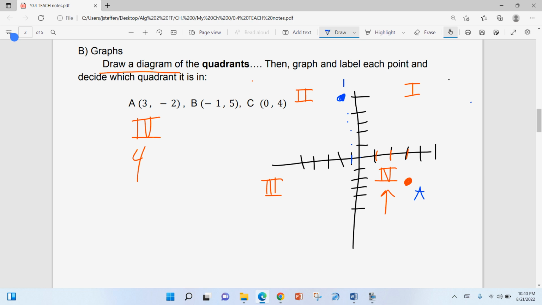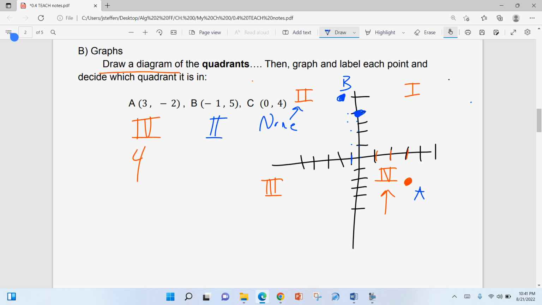So that's in quadrant 2. And the last one, (0, 4), we go over 0, up 4, 1, 2, 3, 4. And that is right on the axis, and so that is none. That's not in any quadrant because it's right on the axis. So you could put none. That'd be the best answer.